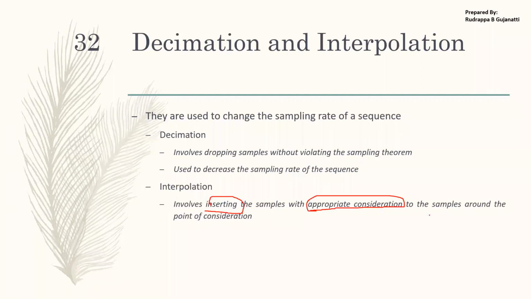Here, you are increasing the number of samples which are present. So if you're increasing the number of samples, you are basically increasing the sampling rate. When I'm speaking of decimation, you are decreasing the sampling rate. Here you are increasing the sampling rate.